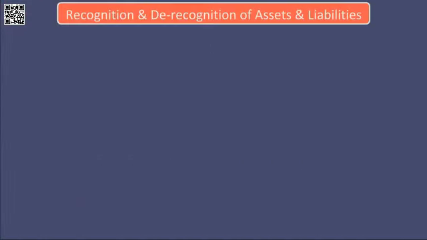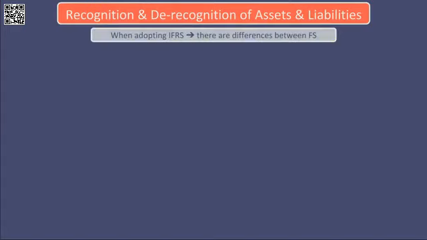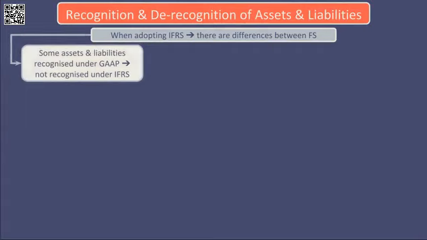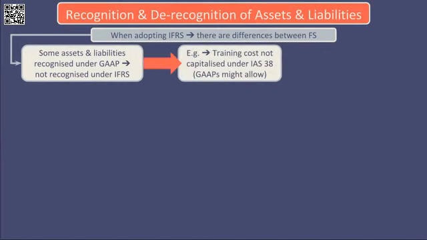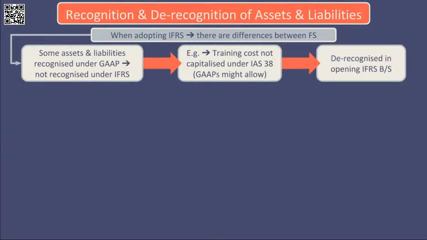Now, by adopting the IFRS, it is likely that there are differences between the financial statements. Some assets and liabilities recognised under GAAP, or generally accepted accounting practices, are not recognised under IFRS. For example, IAS 38 doesn't allow training to be capitalised as an intangible asset. What if the GAAP does, and there is an asset for training included in the balance sheet? This must be derecognised in the opening IFRS balance sheet.